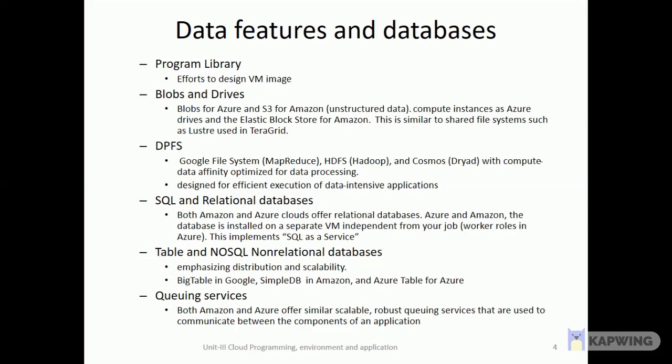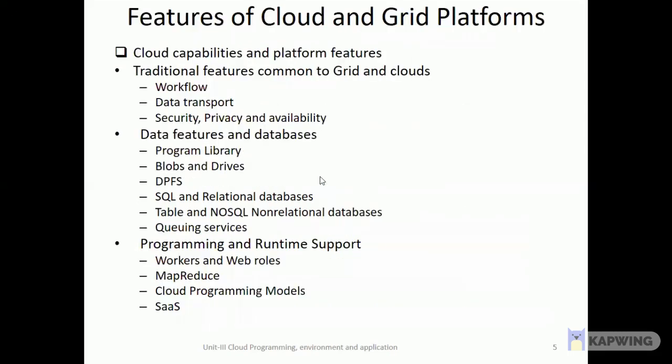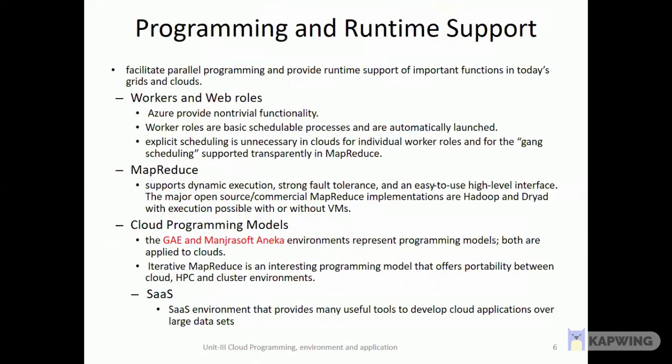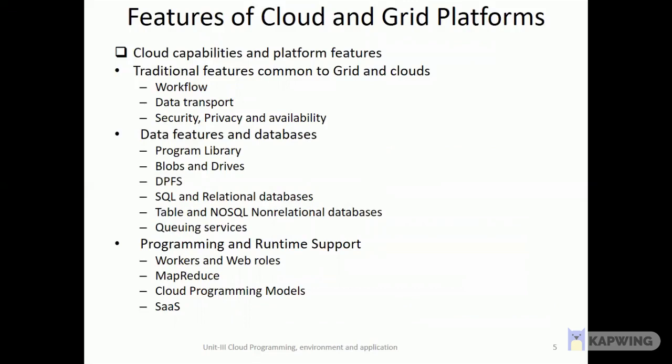And what type of queuing services are used? Both Amazon and Azure offer similar scalability and robust queuing services that are used to communicate between the components of an application. Then traditional features which are common to the grid and cloud. First one is workflow. What type of workflow is in the cloud and in the grid? Then what type of data transport? How is the data transported in cloud and in the grid? Then security.